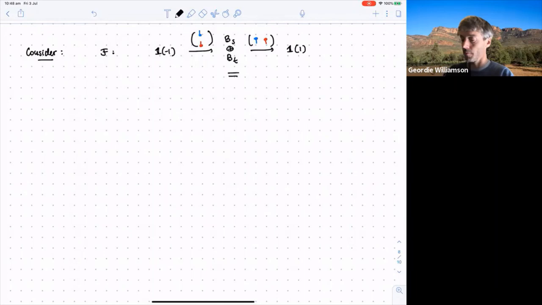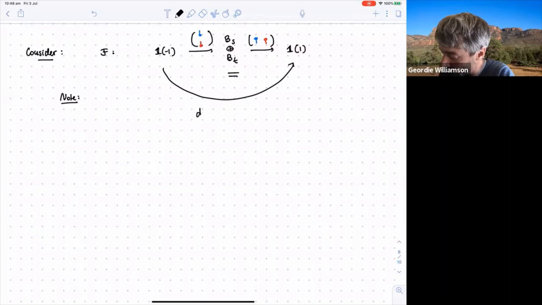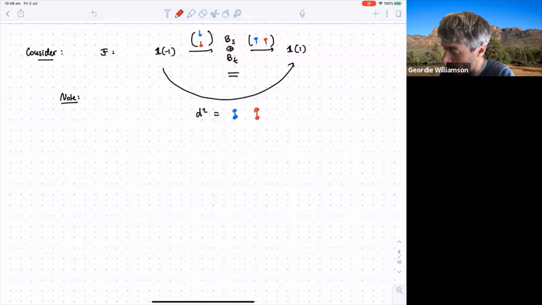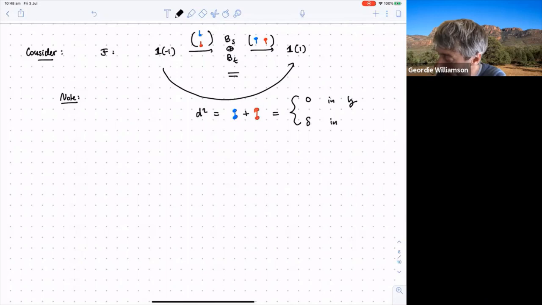Now, the really funny thing that happens here is that, note that d squared, if we go d squared here, then this is equal to the sum of the two simple roots. So this is zero in H in the non-loopy one, and it's delta in the loopy one.